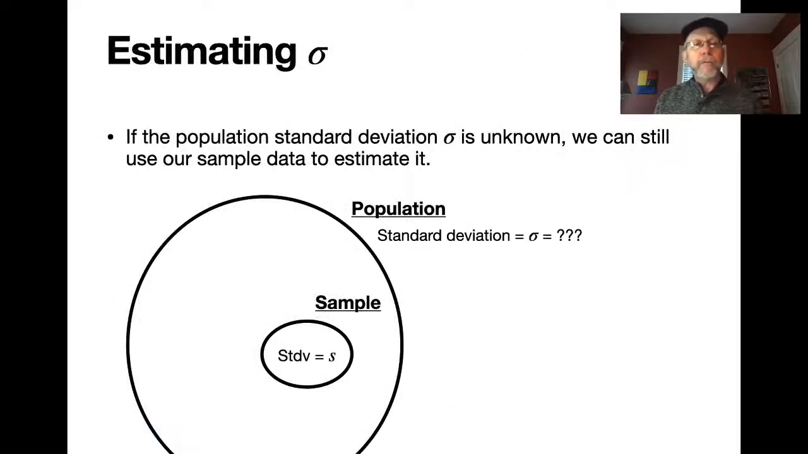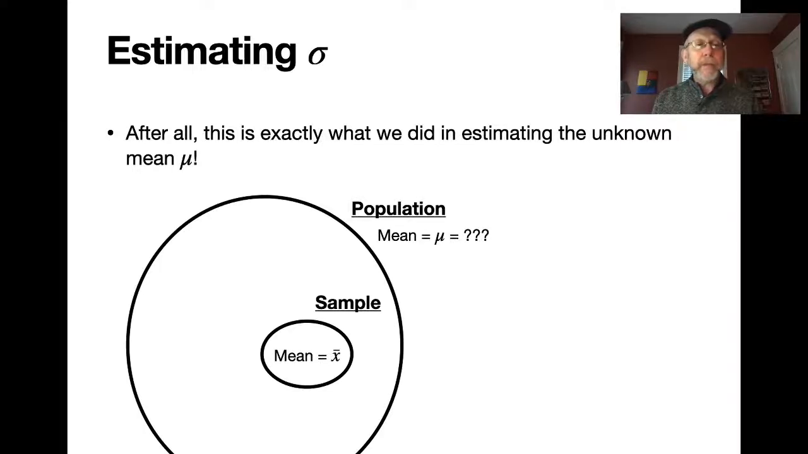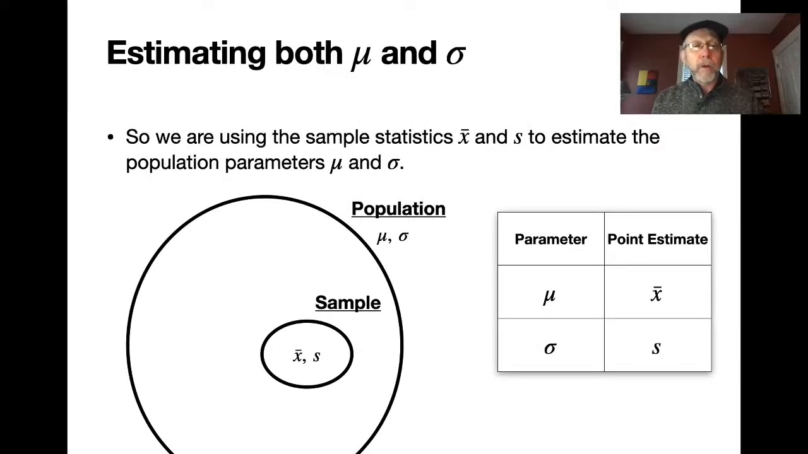So if sigma is unknown, our first job is to estimate it. And we can do that using the sample data. After all, we can compute the sample standard deviation, the standard deviation of the data in our sample, and use that as an estimate for the standard deviation in the population. This is exactly what we did in estimating the unknown mean mu, right? We used x bar as an estimate for mu. Well, now we're just piling on. In addition to using x bar as an estimate for mu, we're using the sample standard deviation s as an estimate for sigma.